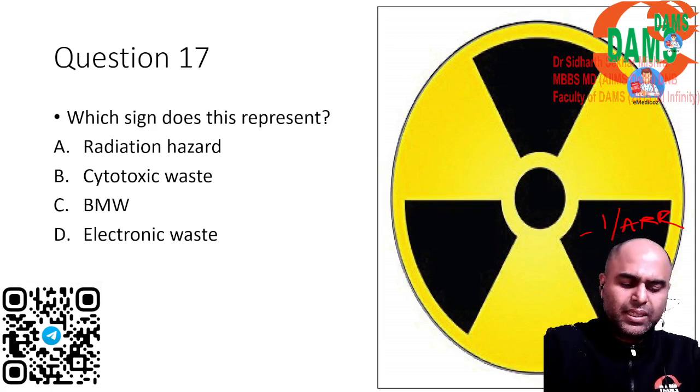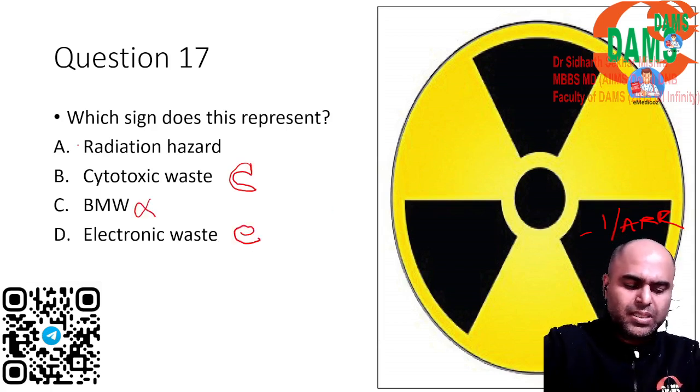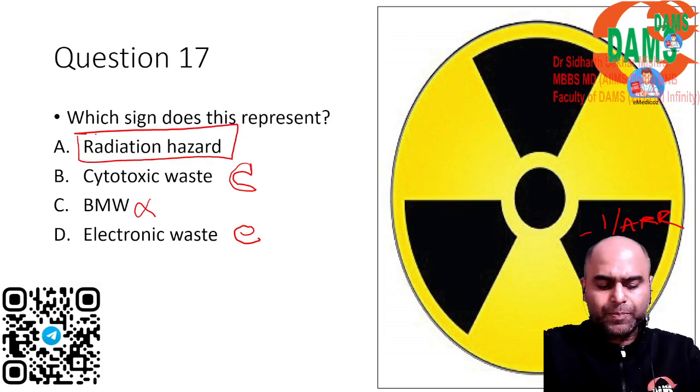What sign does this indicate? Cytotoxic waste would have been a C. Yes, electronic waste is written as an E waste. Biomedical, this is a radiation hazard. This is a radiation hazard.